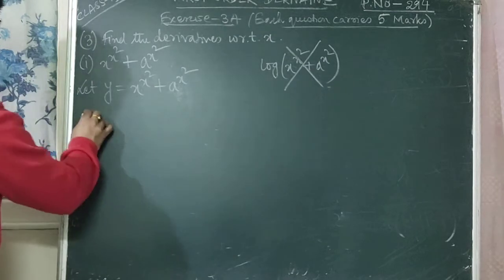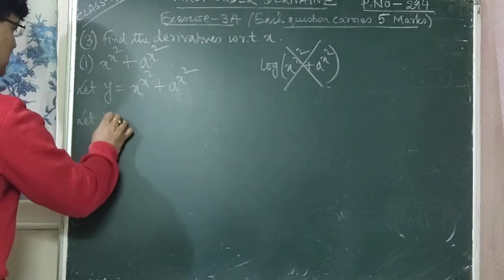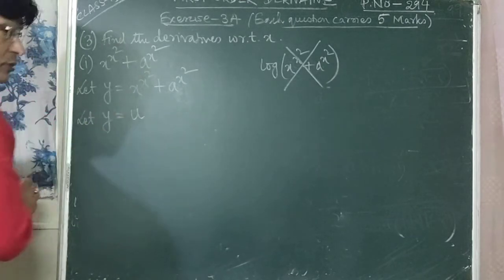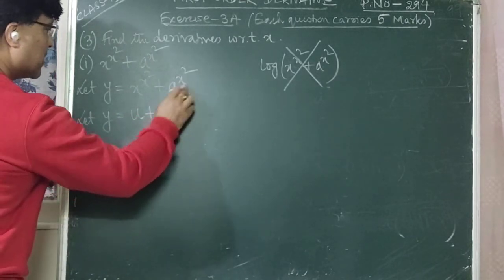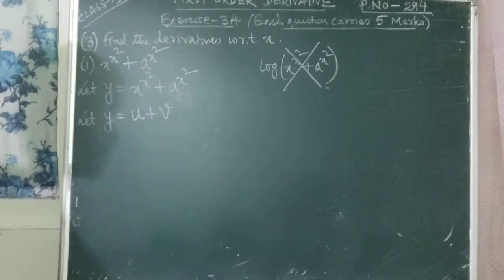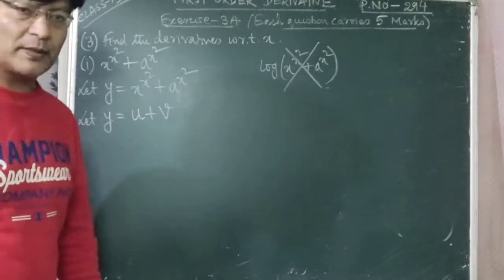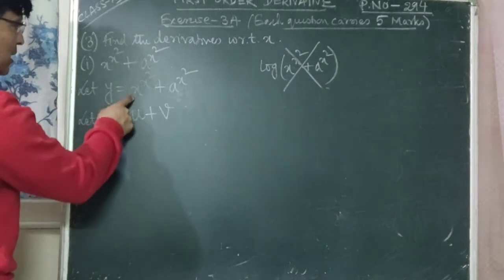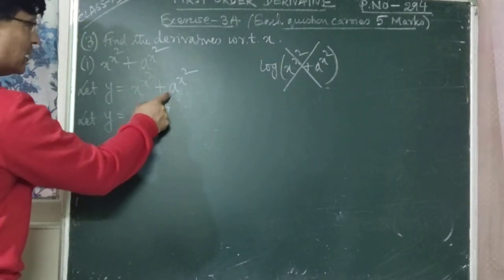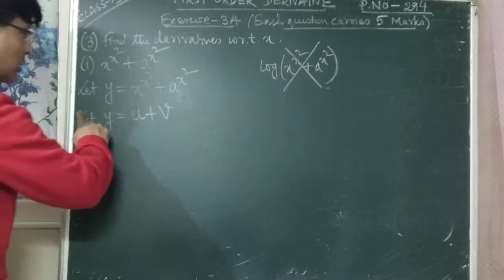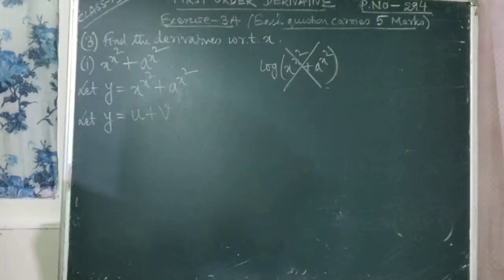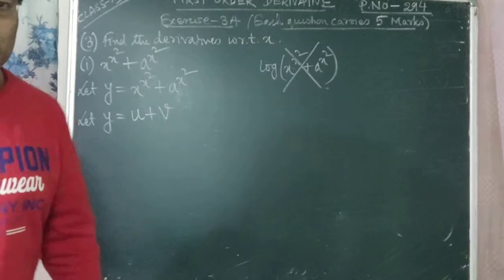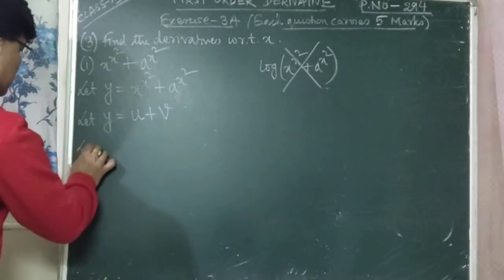First of all, you take let y is equal to, first term is assumed as u plus second term is assumed as v. You should take u plus v form. Let us differentiate both the sides with respect to x. So u is x to the power x square and v is what? A to the power x square. But you cannot take log on both the sides, because log of u plus v cannot be simplified further. Okay, so let us differentiate it.